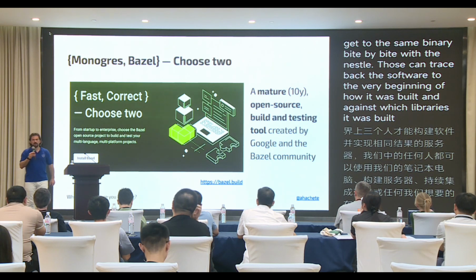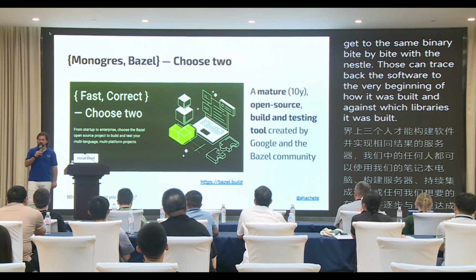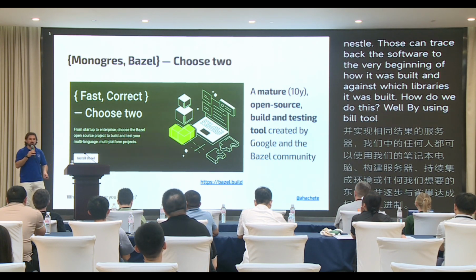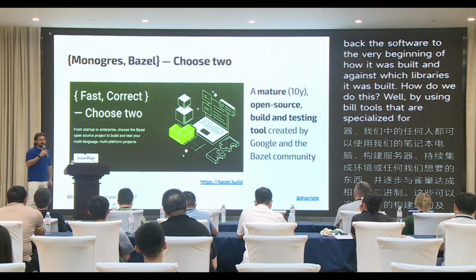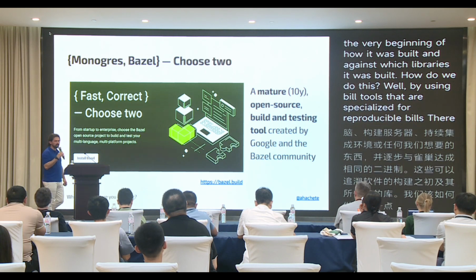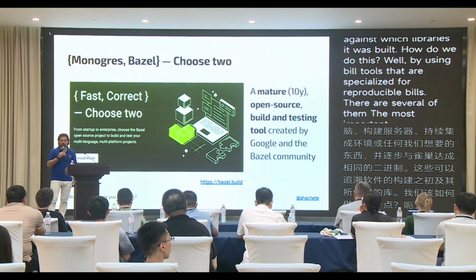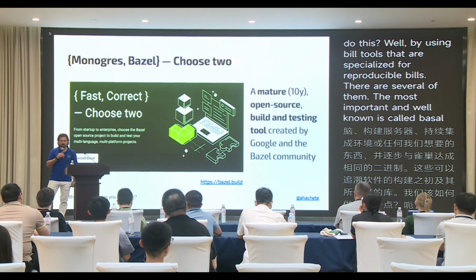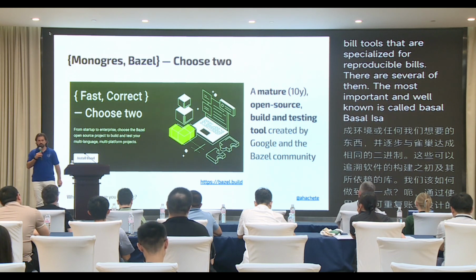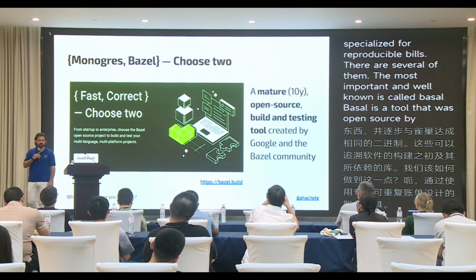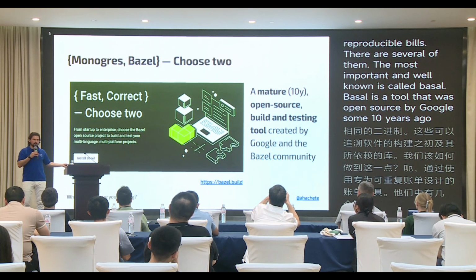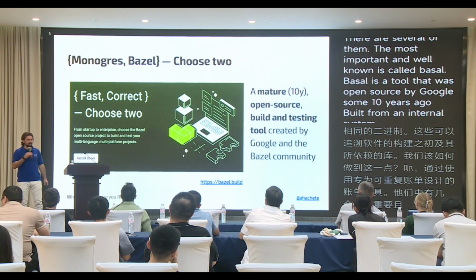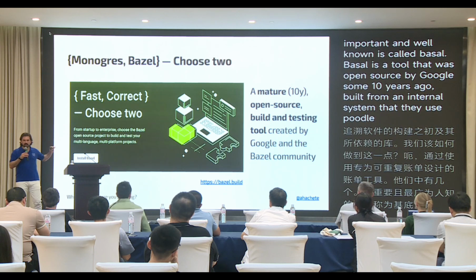How do we do this? Well, by using build tools that are specialized for reproducible builds. There are several of them. The most important and well-known is called Bazel. Bazel is a tool that was open sourced by Google some 10 years ago, built from an internal system that they use at Google, built exactly with these principles in mind.